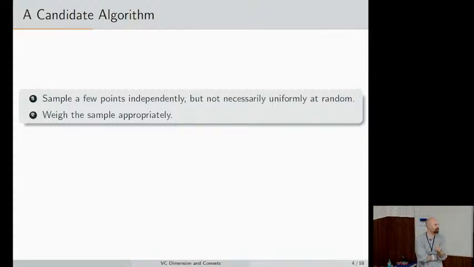So you can get a 1 plus epsilon approximation, given that you can compute a coreset fairly efficiently and it's small enough, then you get a PTAS or a fixed-parameter, parameterized PTAS as an immediate consequence. Okay, so what is a good candidate coreset algorithm?